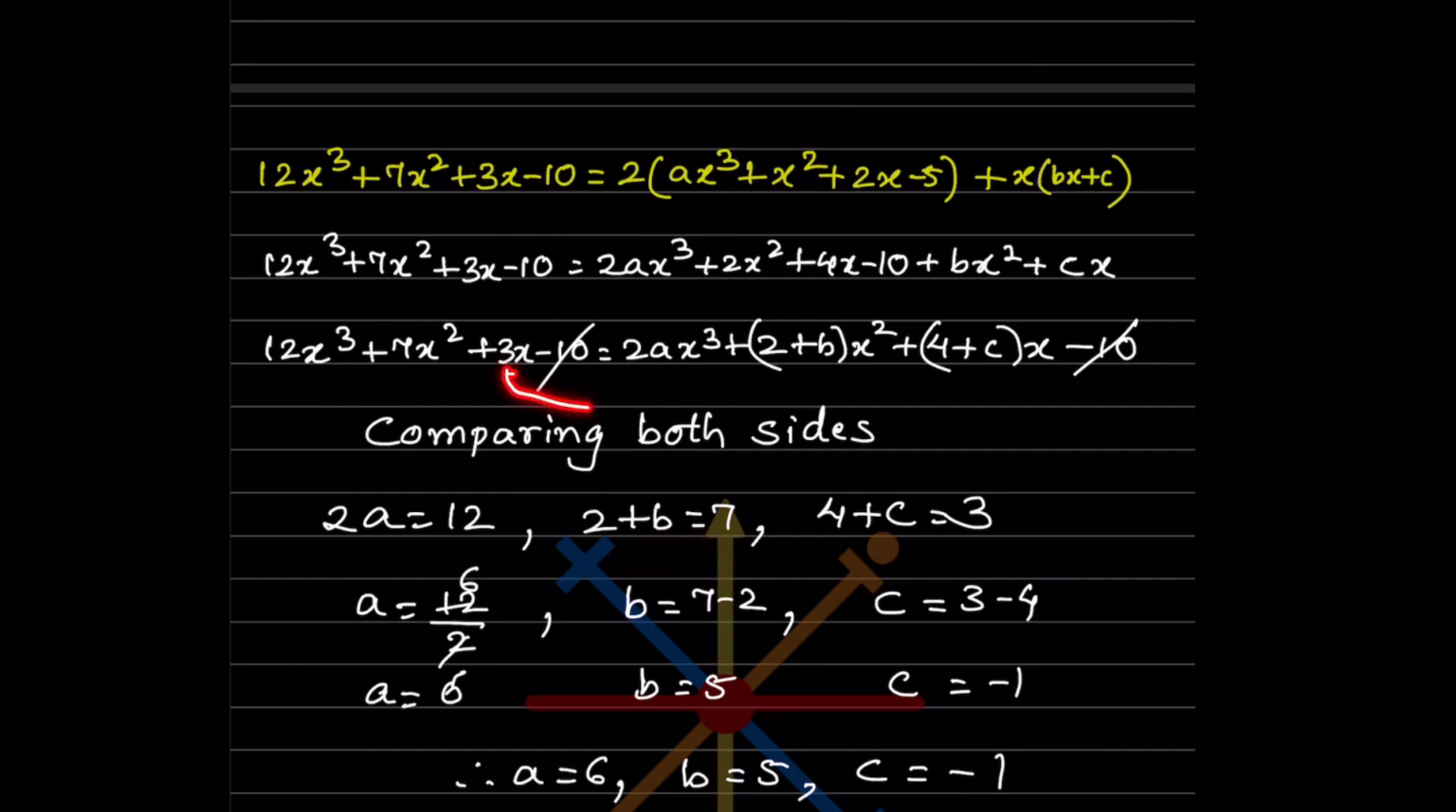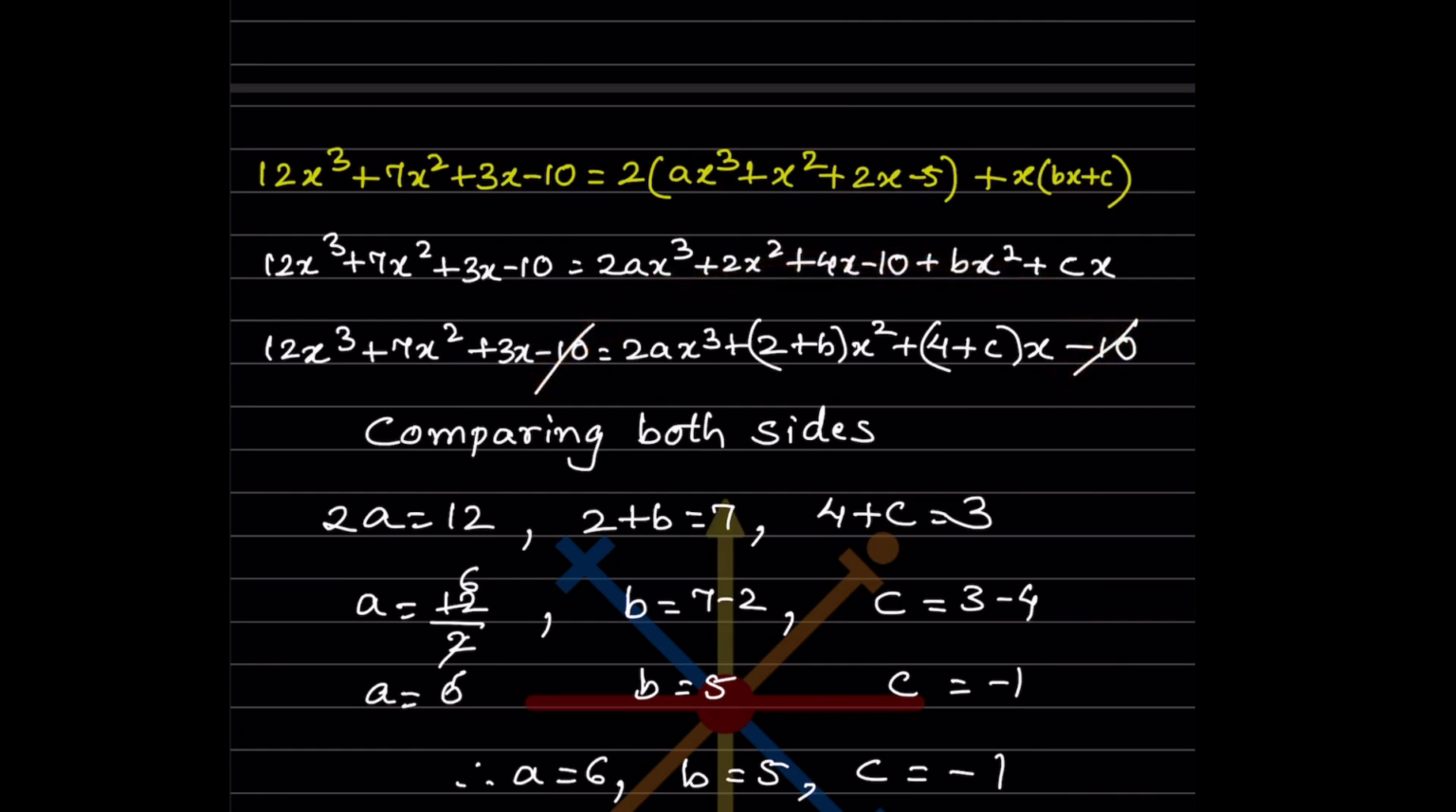Now let us see for this x and this x. So x we will keep it. So that will be 4 plus 3, c is equal to 3. That is over here. And this minus 10, this gets cancelled because if you bring this here, this is going to be plus 10, minus 10 plus 10, that is going to be 0.